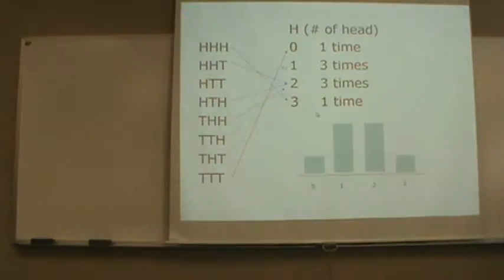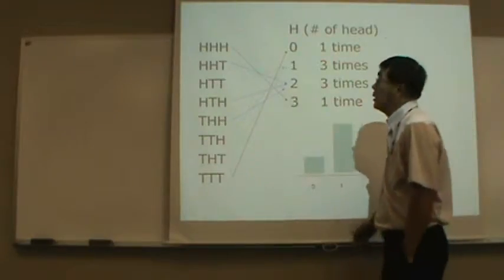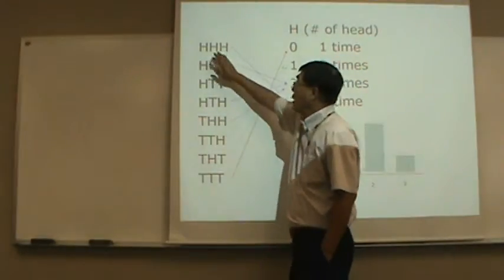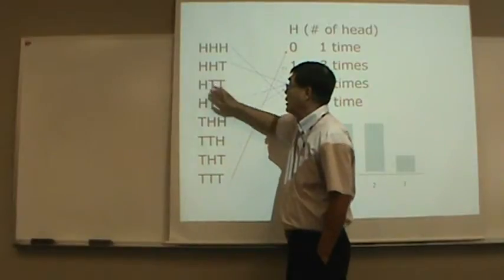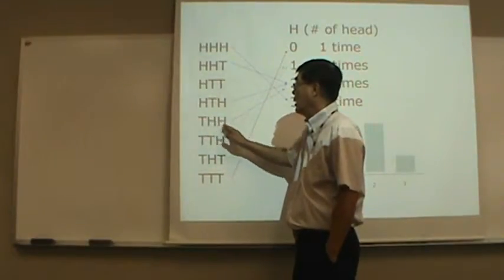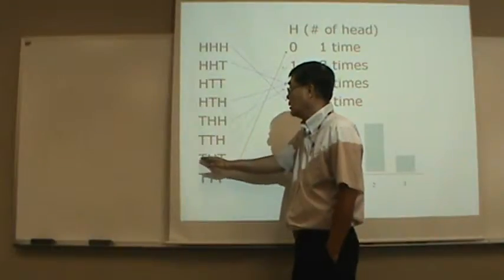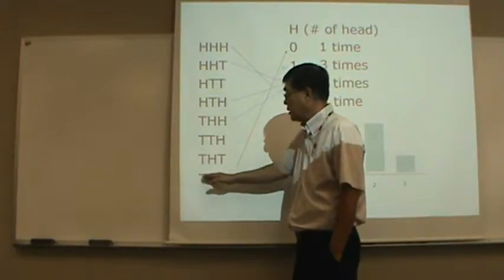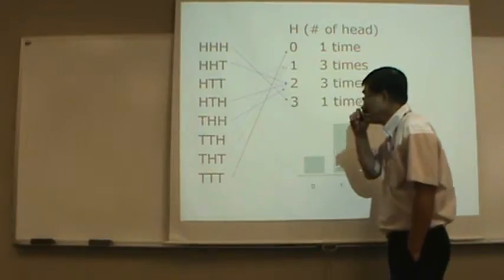If we toss a coin 3 times, then the possible outcomes are head head head, head head tail, head tail head, head tail tail, tail head head, tail head tail, tail tail head, tail tail tail, like this.